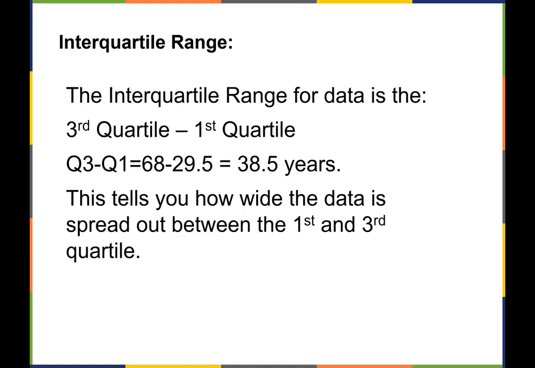One other thing we like to look at is the interquartile range. The interquartile range is computed by subtracting the first quartile from the third quartile. So our third quartile was 68. Our first quartile was 29.5. You subtract those two numbers and you get 38.5. The interquartile range tells you how much space is between the first and third quartile, and it can give you a comparison to figure out how spread out data is.